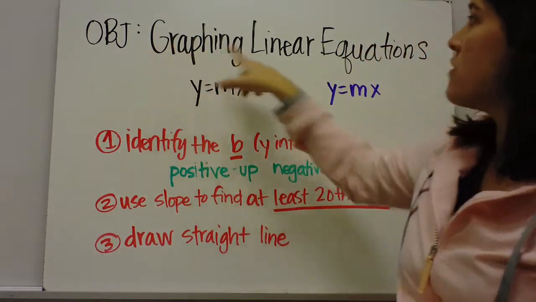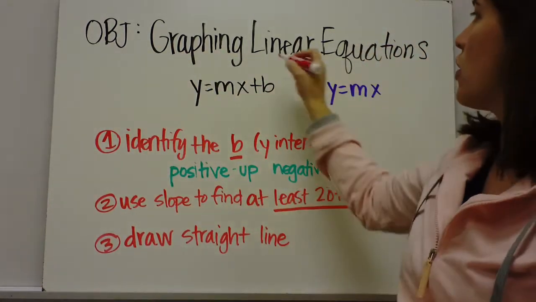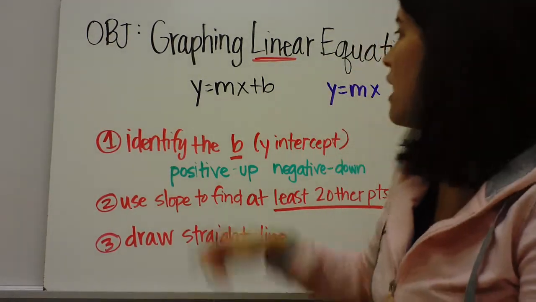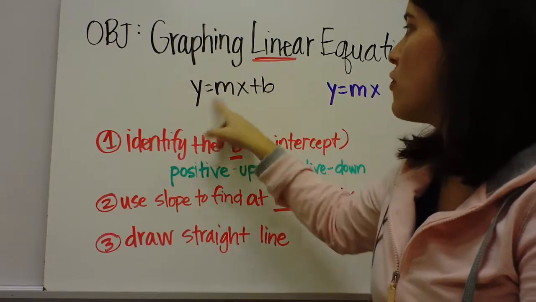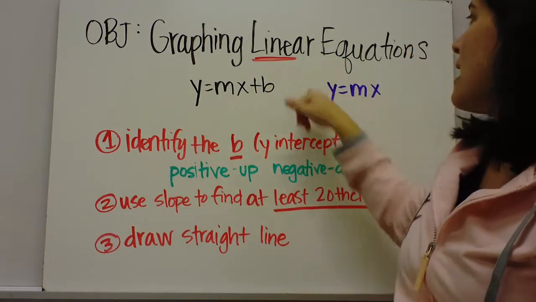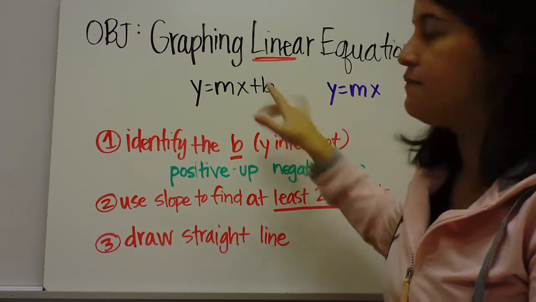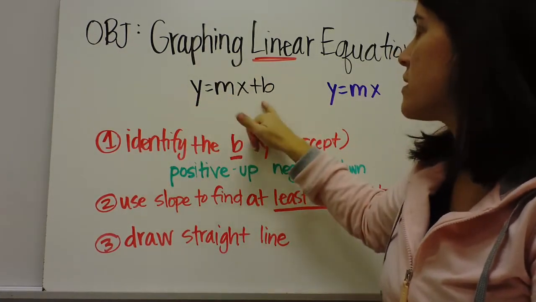So, objective, graphing linear equations, root word, line. So all of these are going to be straight lines. And you see slope-intercept form, y equals mx plus b. And even if it's in y equals mx, that's still going to be a linear equation. But we're going to focus on the y equals mx plus b.